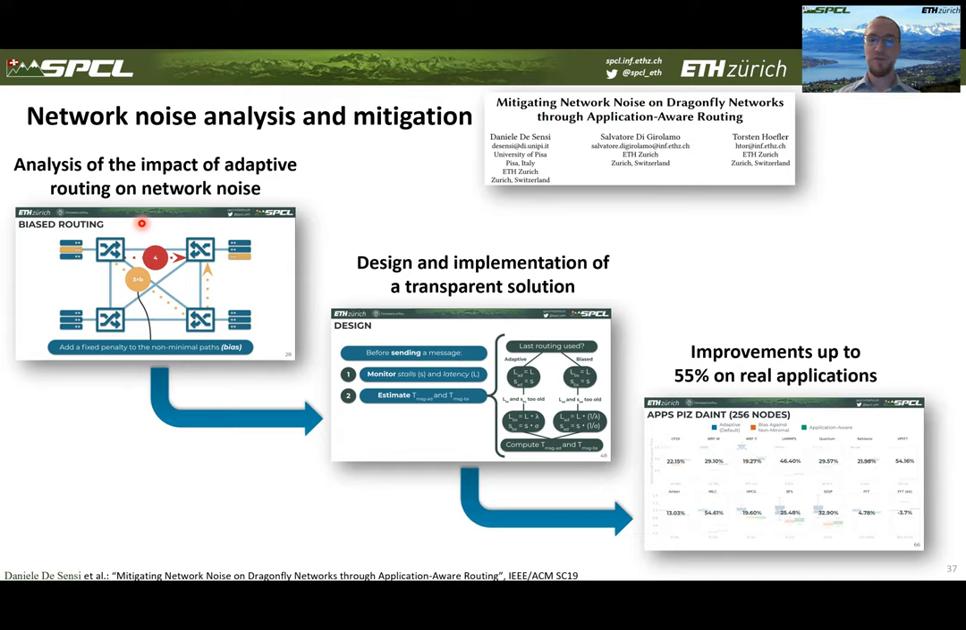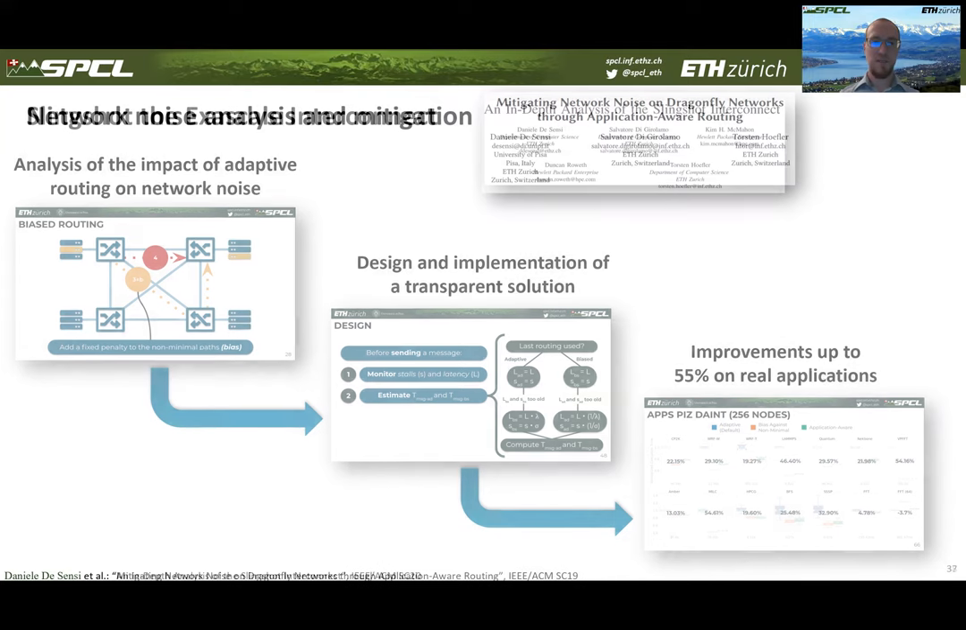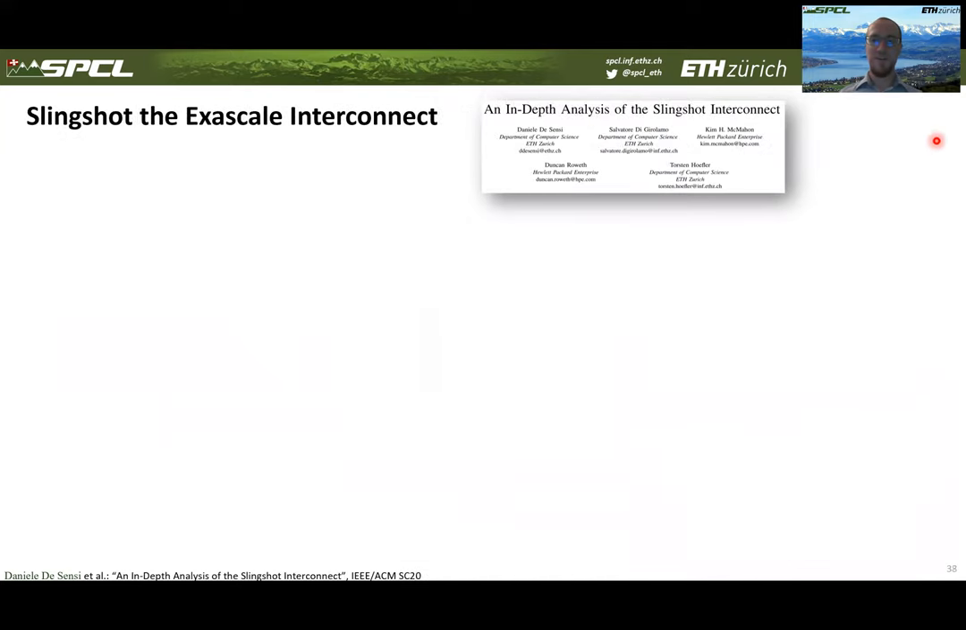So if you are suffering from network noise, or if you think you're suffering from network noise, or at least application variability, then you should look at this work and try if that can help you as well. Currently, the open source implementation is available for Cray systems.